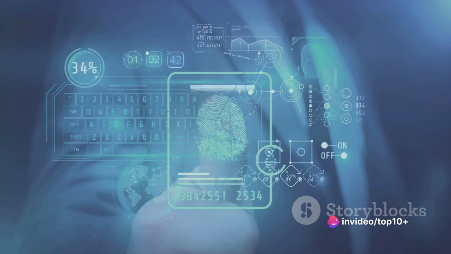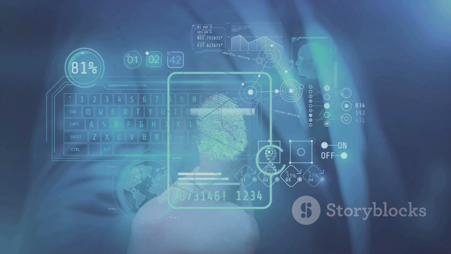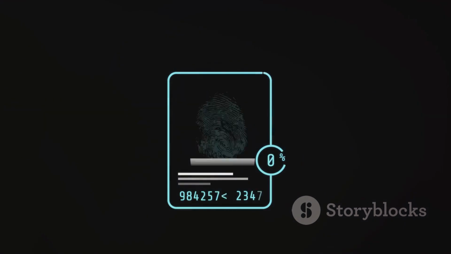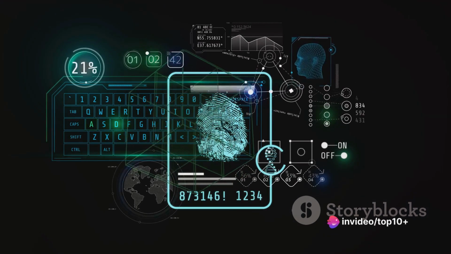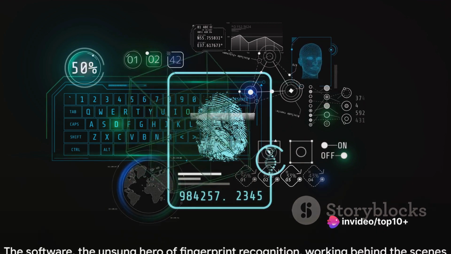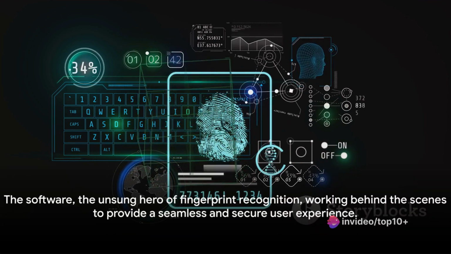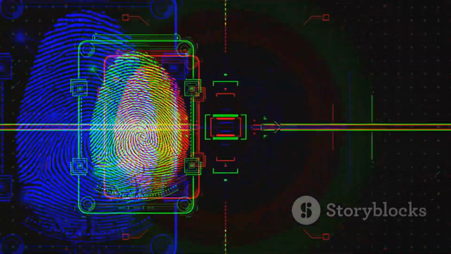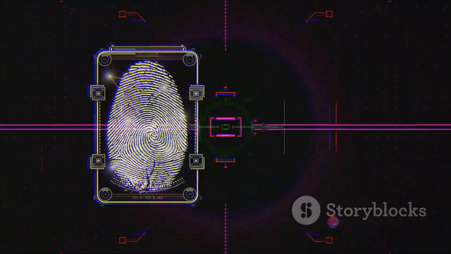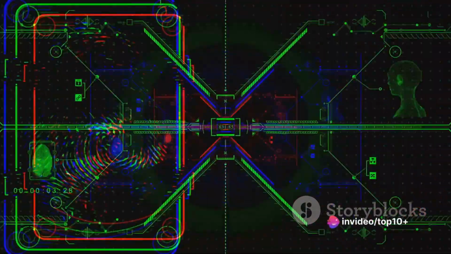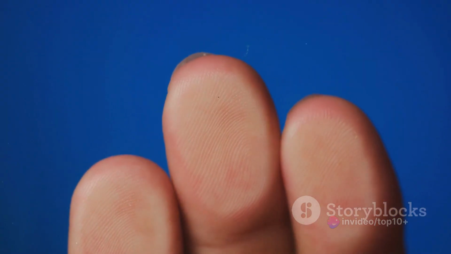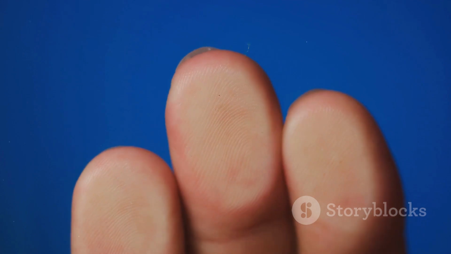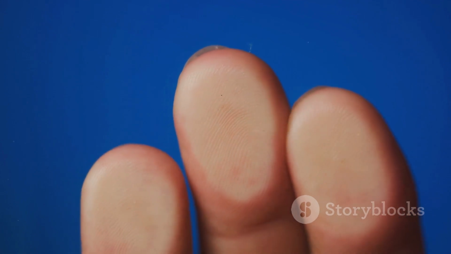Fingerprint recognition software uses intricate algorithms and processes to ensure quick and accurate identification. These algorithms are continually being refined and improved to provide more reliable and secure systems. The software is the unsung hero of fingerprint recognition, working behind the scenes to provide a seamless and secure user experience. It's a fascinating blend of computer science and biometrics, creating a system that's as unique as the fingerprints it recognizes. The combination of hardware and software makes the quick and accurate fingerprint recognition we use daily possible.